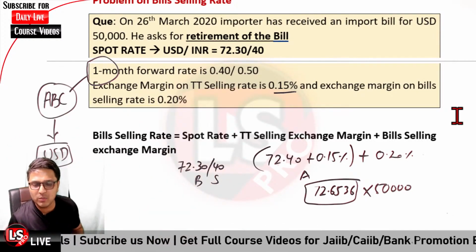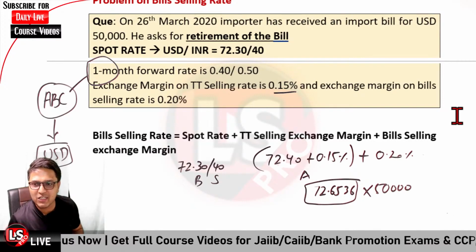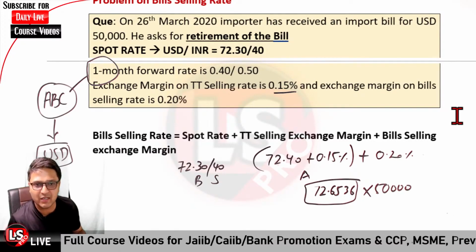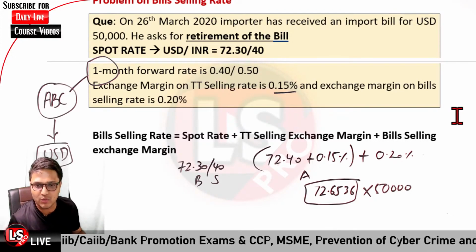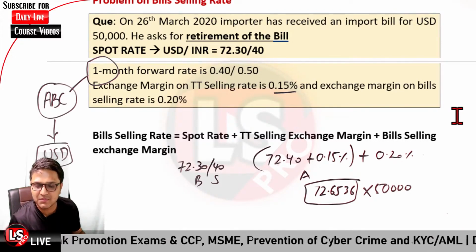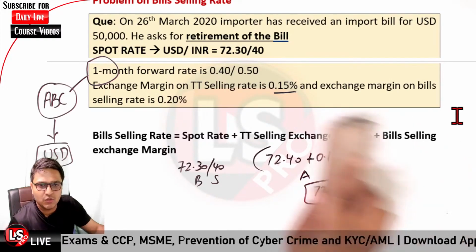So the rate is to be quoted as per the market rate and not as per the foreign currency that you are maintaining in your nostro account. So that would be regarding it.